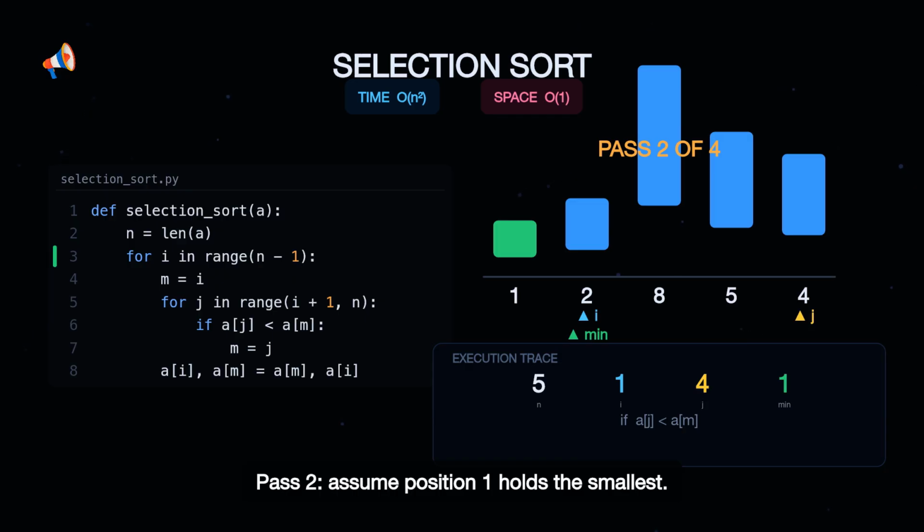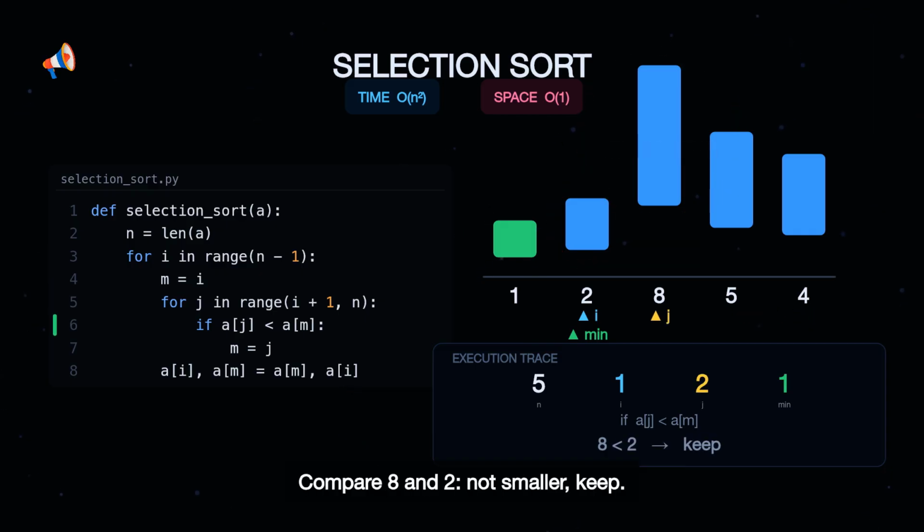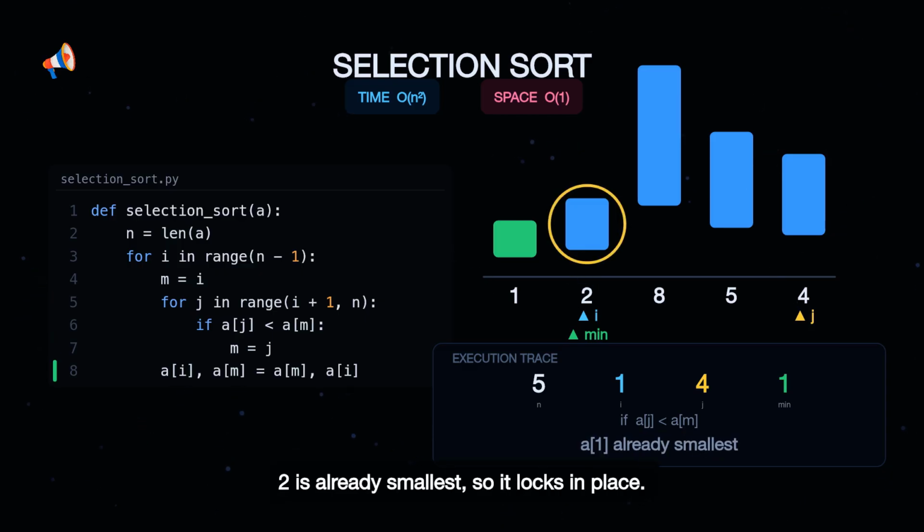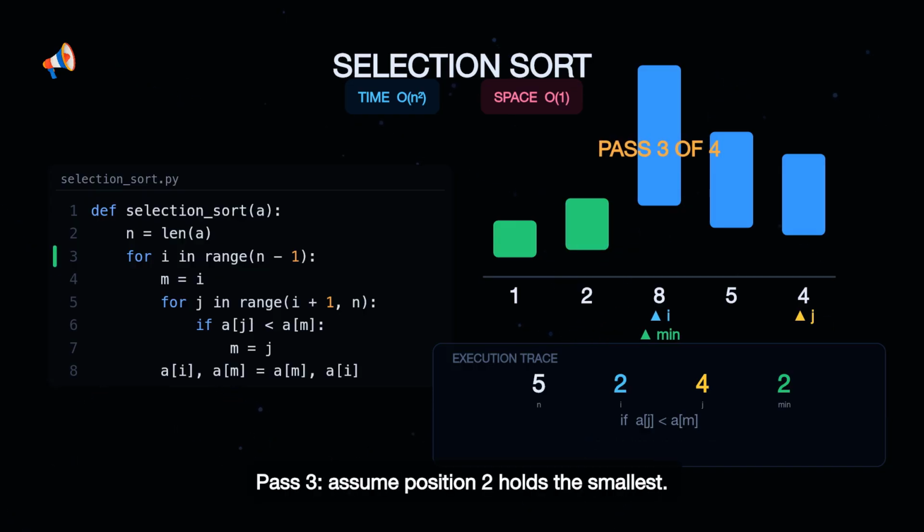Pass 2. Assume position 1 holds the smallest. Compare 8 and 2. Not smaller, keep. Compare 5 and 2. Not smaller, keep. Compare 4 and 2. Not smaller, keep. 2 is already smallest, so it locks in place.